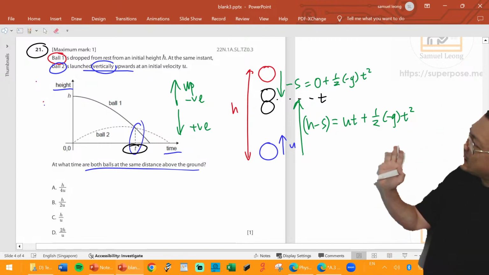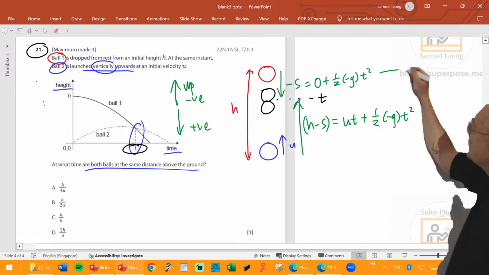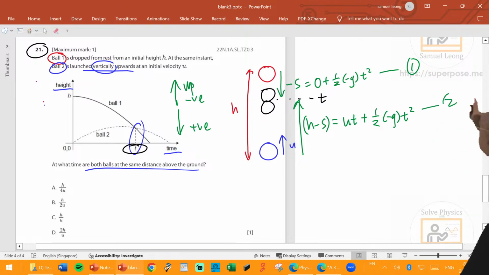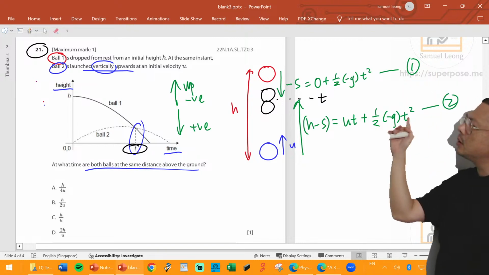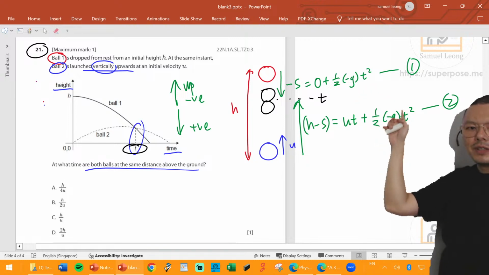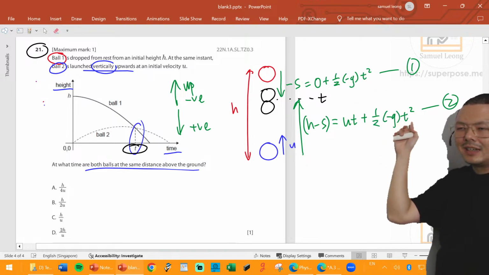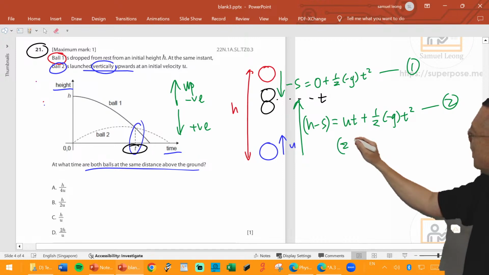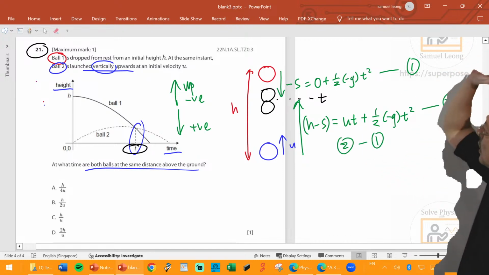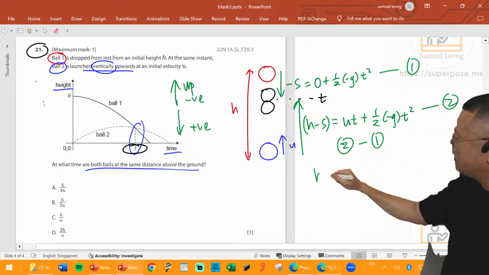But hang on, very convenient, huh? Guys, don't you realize there's one thing that is very convenient? Equation 1, equation 2. I can just get rid of the back term. I can just take 2 minus 1. Pew! It goes away. And then I will have H minus S.